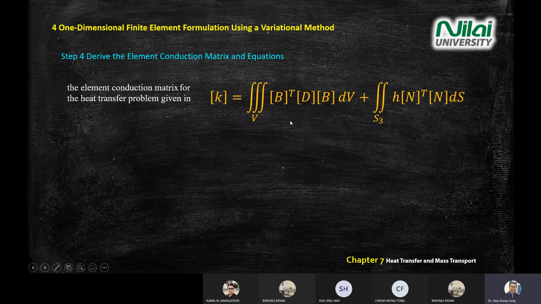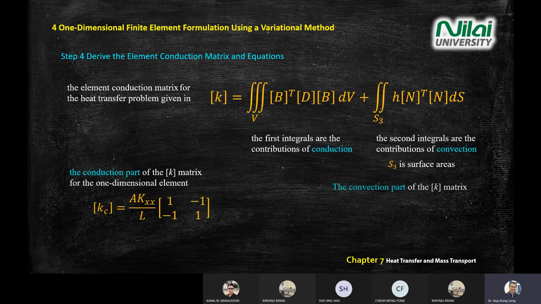So you will take the conductivity. If you calculate the K matrix, there are two things you need to calculate. The first one is the conduction, the second one is the convection. You see the H. H means convection, and the one without H is the conduction. So the conduction matrix KC is A KXX over L times [1, -1; -1, 1]. Remember this form. Later in the tutorial, we use KC to calculate the conduction part. For convection, we use KH equals hPL divided by 6 times [2, 1; 1, 2].